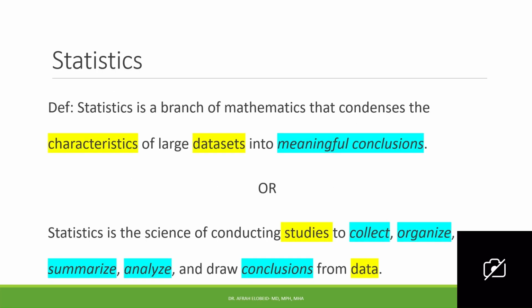So let's get started. In general, statistics, as you all might know, is a branch of mathematics which focuses on condensing the characteristics of large data sets that we have and turning them into meaningful conclusions. It's basically done through studies that collect data, organize it, summarize it, analyze it, and draw conclusions out of that. The aim is to make decisions for a better future. That's in general. So the main idea of statistics is to collect data and to reach some conclusions. These are the two keywords here.